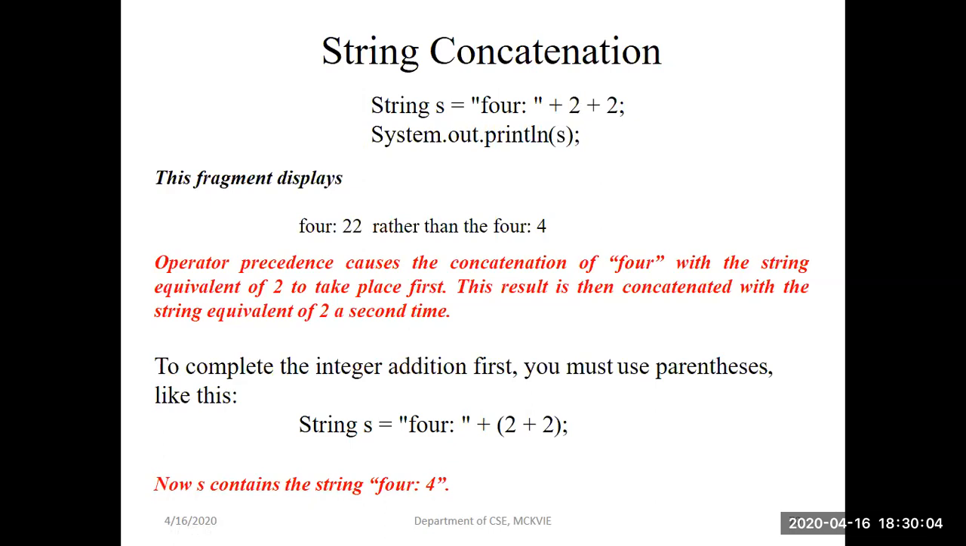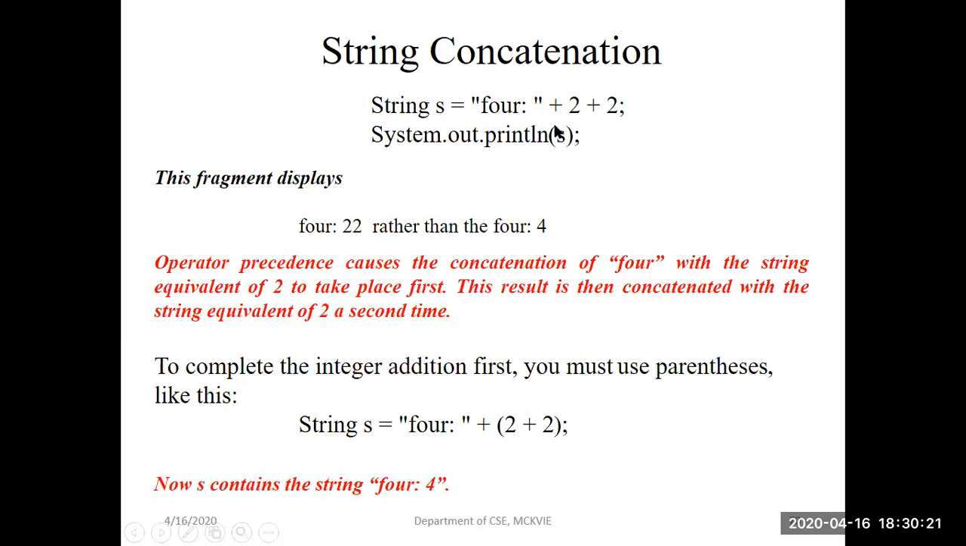Then the remaining part left is again plus 2. So you are concatenating 4 2 with another 2. That's why you are getting the output 4 2 2 instead of 4 4. Hopefully you understood this concept.